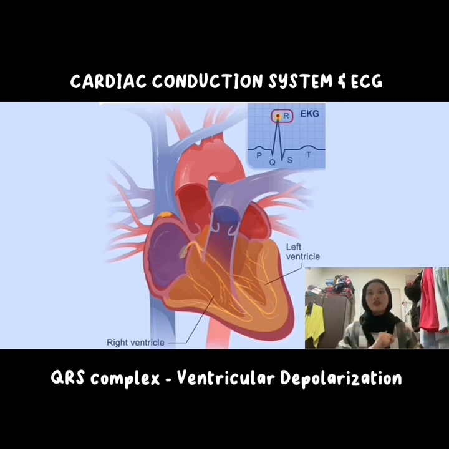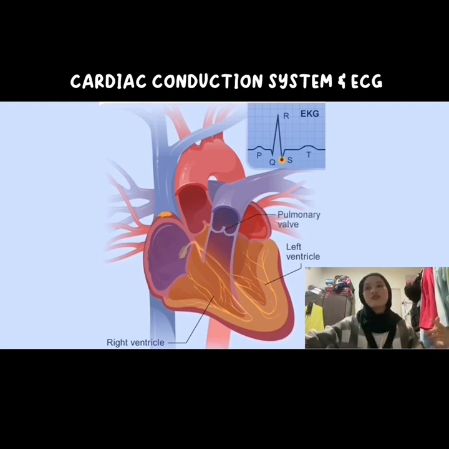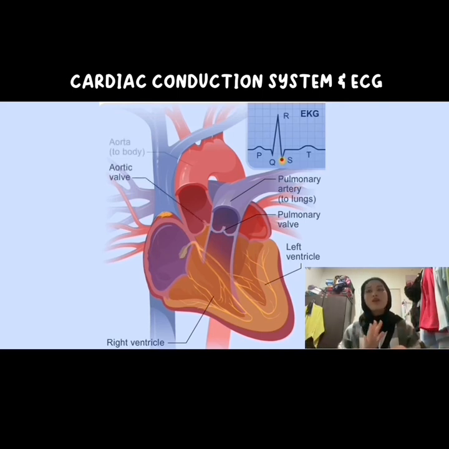So the left ventricle contracts an instant before the right ventricle. On ECG, the R wave marks the contraction of the heart's left ventricle, while the S wave marks the contraction of the right ventricle. The contraction of the heart's right ventricle pushes blood through the pulmonary valve to the lungs, while the contraction of the heart's left ventricle pushes blood through the aortic valve to the rest of the body.